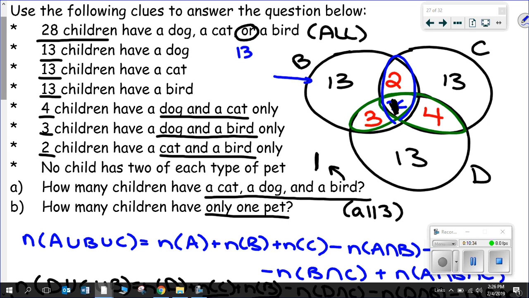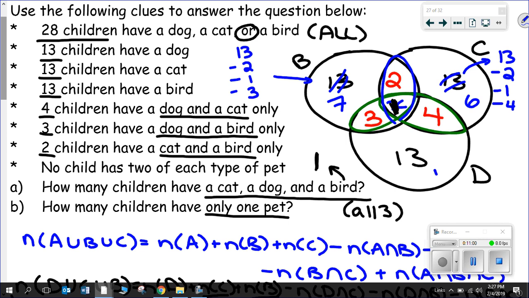So on this Venn diagram, for the birds, I have to take the 13 and subtract off the ones that also have birds and other animals. So the 2, and the 1, and the 3. And so that leaves me with 7 kids that have only a bird. Now if I go to the cat only section, there's 13 that had a cat, but 2 had a bird also, 1 had all 3, and 4 also had a dog. That leaves me with 6 that have simply a cat.